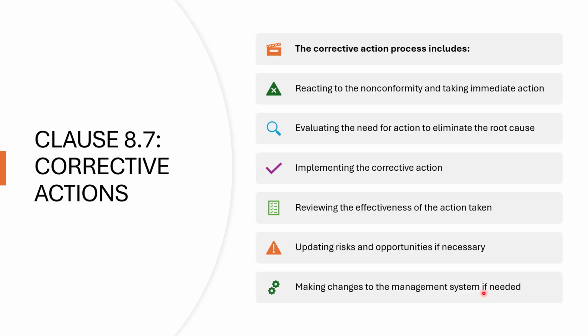Now, a common mistake is treating symptoms rather than the root cause. For example, if a technician makes an error in calculation, the immediate fix is to correct that result. But the corrective action might be to implement a peer review process for all calculations or provide additional training on that specific test method. Remember, corrective action should be appropriate to the impact of the problem. Not every issue requires a massive investigation.